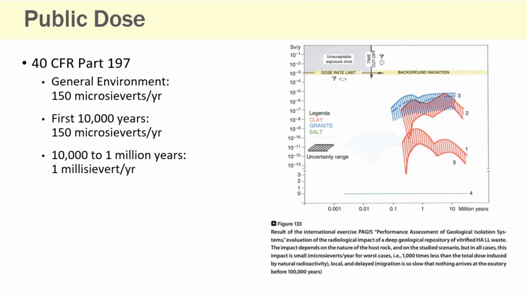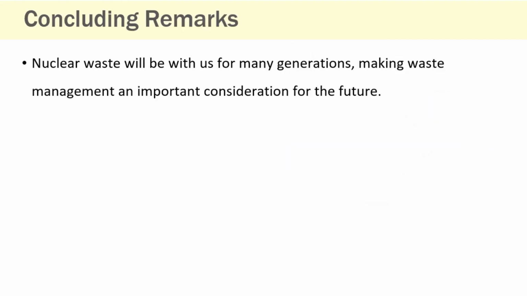So during these operations, it is 150 microsieverts a year as well during the first 10,000 years after initial closure. Afterwards, this value is increased to 1 millisievert per year, which if the PADRS study is relatively accurate, then these values are currently met by proposed designs and well below background radiation levels. In conclusion, nuclear waste will be with us for many generations. This makes waste management an important consideration for the future of mankind as a whole.